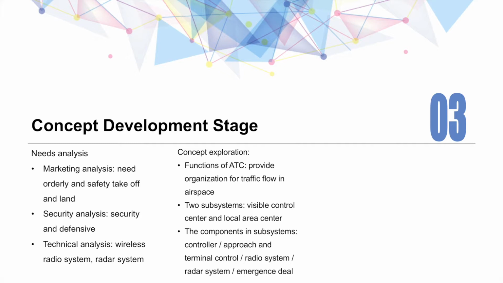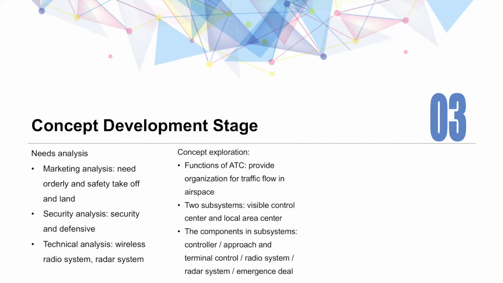With the above needs analysis, the air traffic control system can be defined as a system that provides organization for the traffic in their airspace, like controlling the order of landing and taking off, and controlling the space between aircraft, and also performing defense when an attack happens. This big system can be divided into two main subsystems. One is a visible control center, which can directly see the airport to provide primary instructions for aircraft taking off and landing. And another one is a local control center, which ensures the airspace coverage and can map the flights in their airspace.